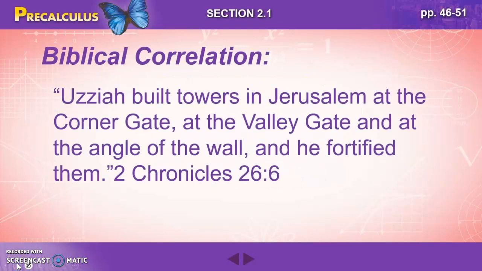This is all about polynomials, and today we're going to look specifically at relations. Our biblical correlation comes from 2 Chronicles 26:6, where Uzziah built towers in Jerusalem at the corner gate and the valley gate, and at the angle of the wall, and he fortified them.